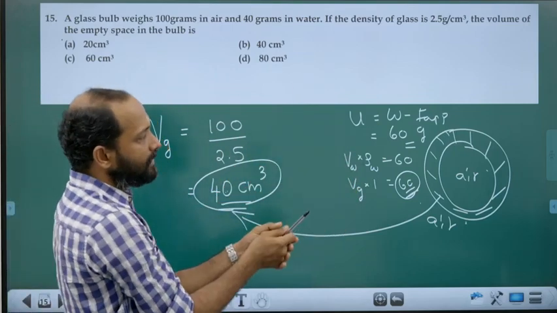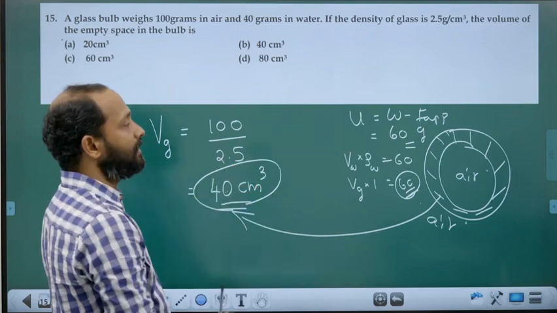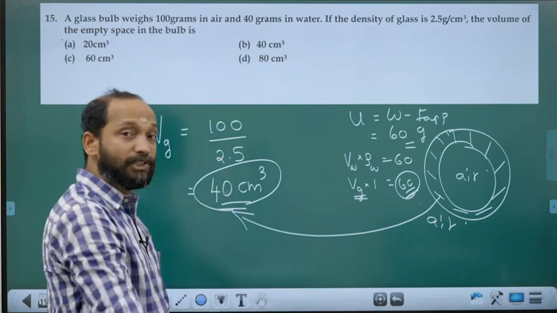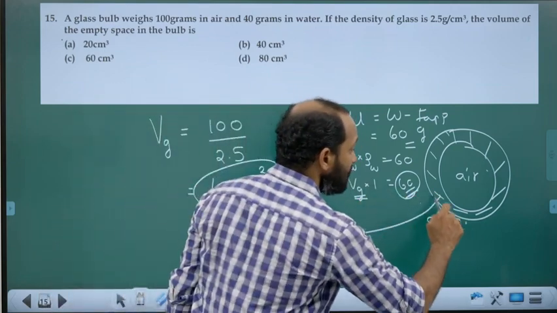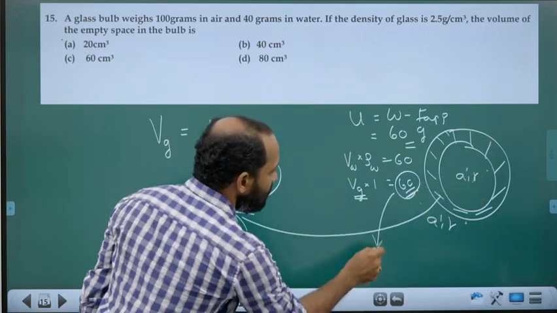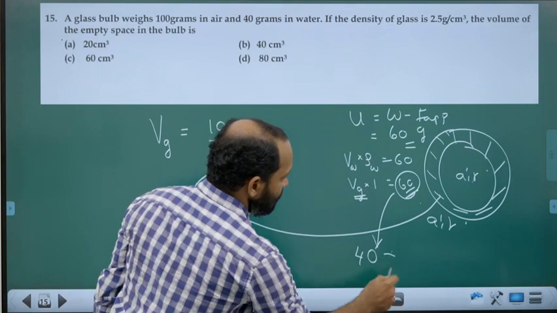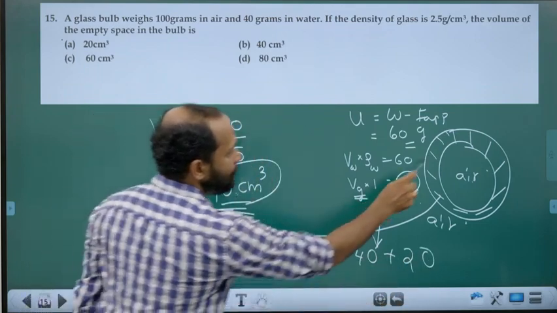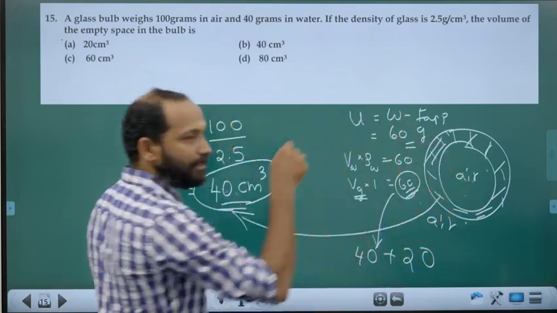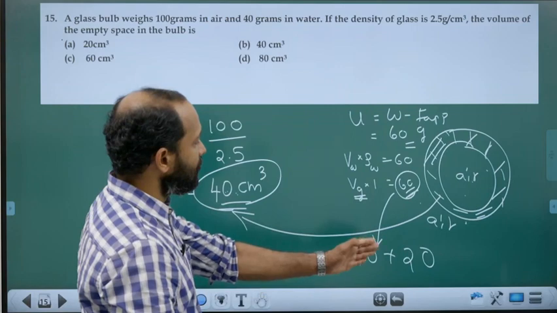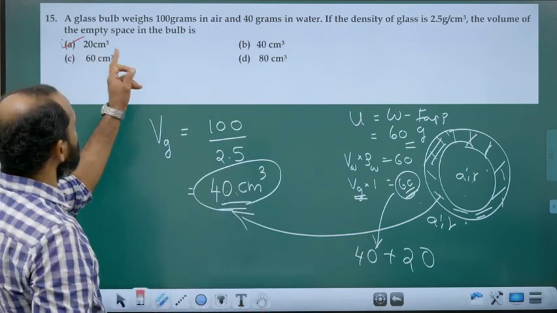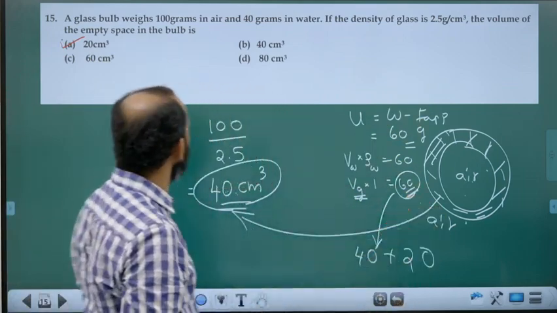How much volume of material of glass is utilized for making this thick glass? But this volume gives the volume of displaced water. Volume of displaced water means the outer volume that includes the volume of air inside. So this will be 40 plus 20, because 40 is the volume of the shaded portion alone plus 20 is the volume of air inside. That is why 40 plus 20 is 60. So the right choice is 20. The volume of empty space or air inside is 20.